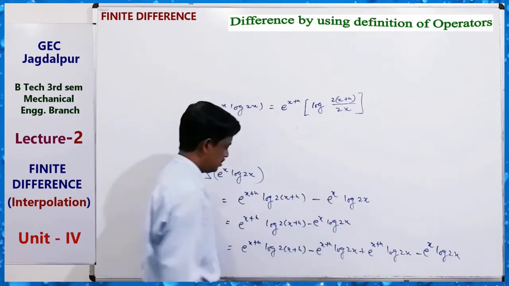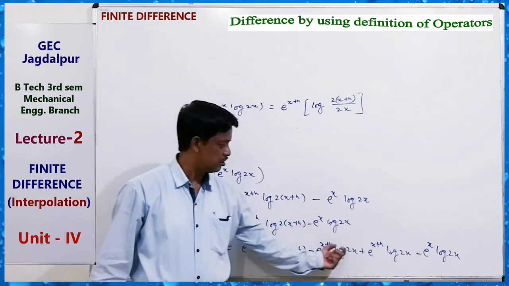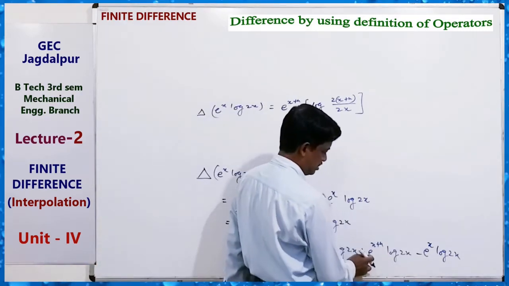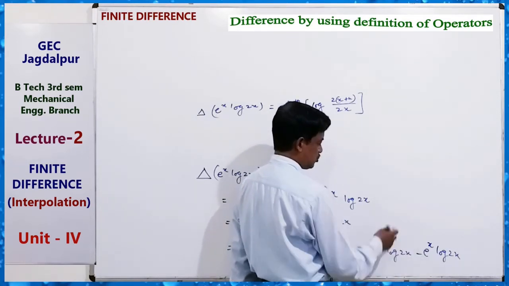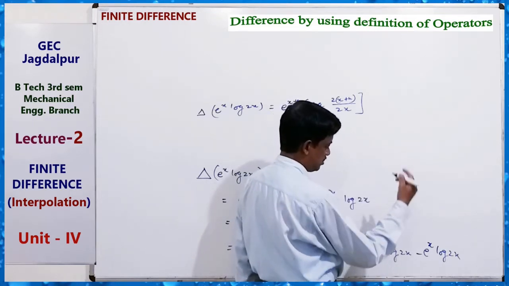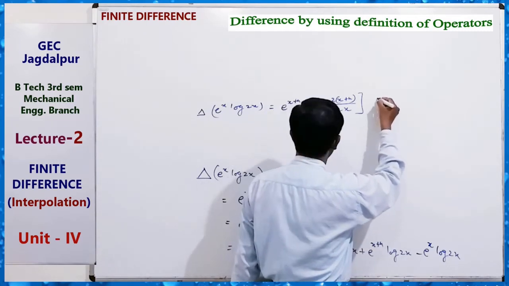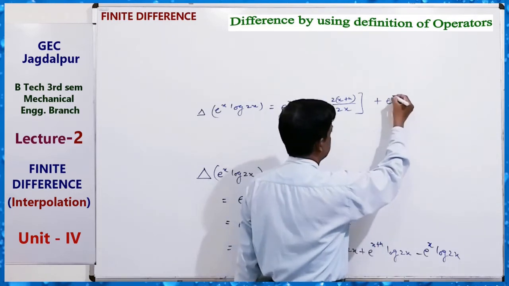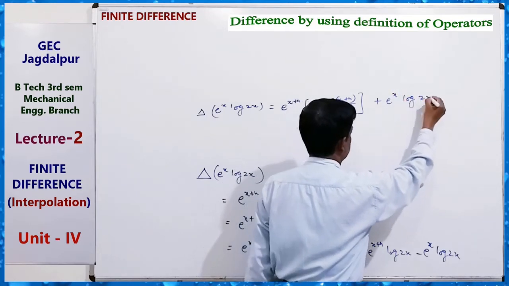We can write now: log a minus log b, e to the x plus h is common. Log a minus log b means log a by b. So log a by b, and here plus this e to the x into e to the h, e to the x is common. From here we can take it common as e to the power x log 2x.